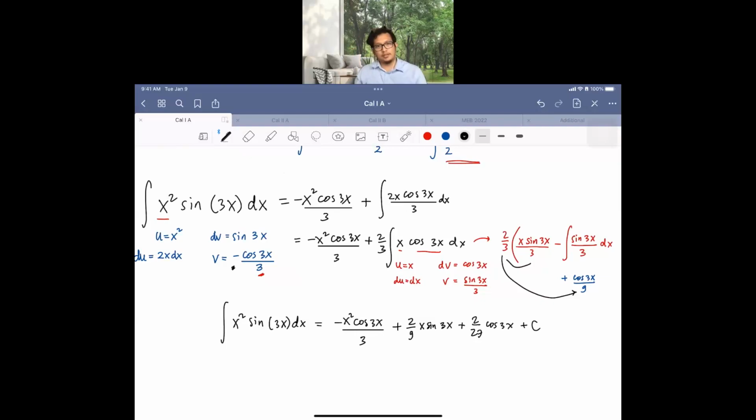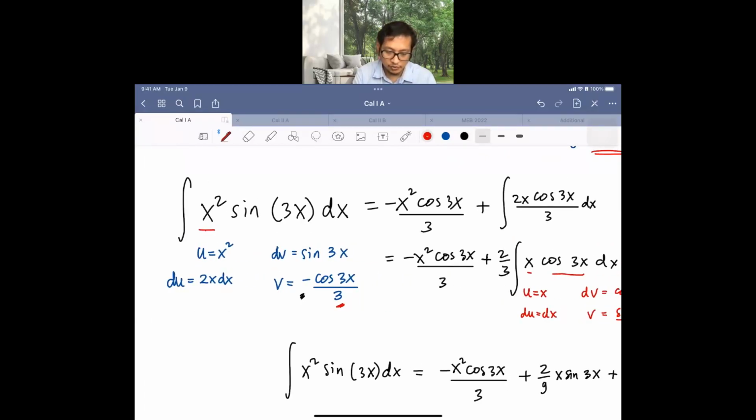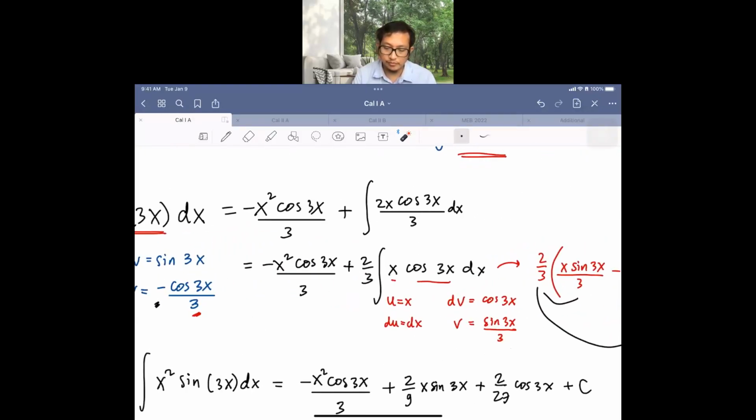Okay. So if you observe from the beginning, I hope you can get the idea of a pattern here. For this kind of structure, we start with this one. We take u as x squared, we differentiate that and get du. We select dv as sine 3x, and we get the integration. We arrange the structures, and we get this.